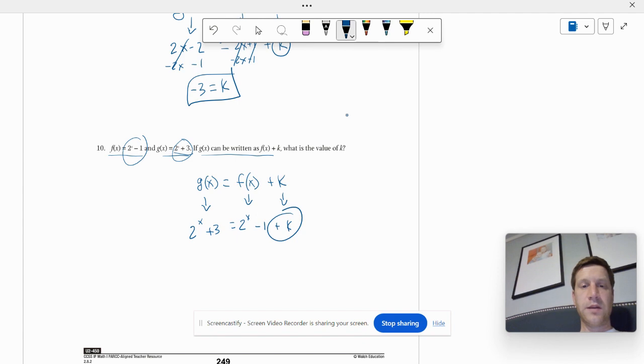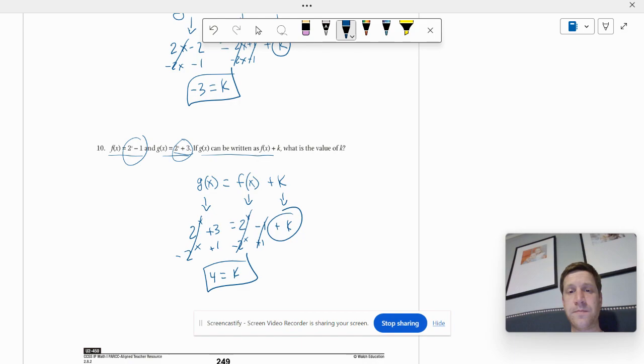So again, get everything to the other side, away from k. It's kind of weird subtracting exponential terms, but they are the same value, so they cancel out. Add 1, and I get 4 is equal to k. That's it. That's what we're doing. Thanks.